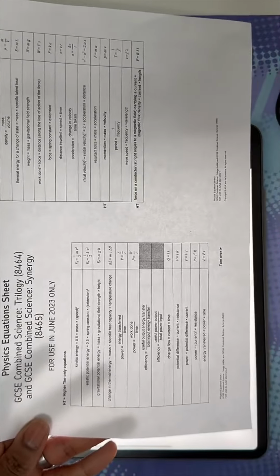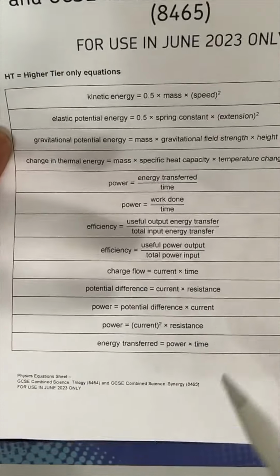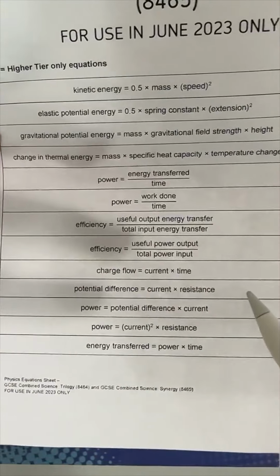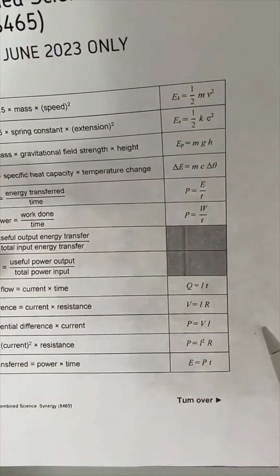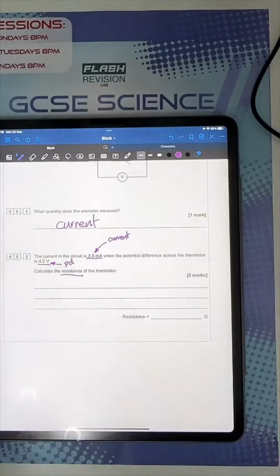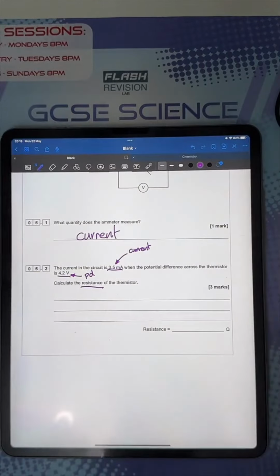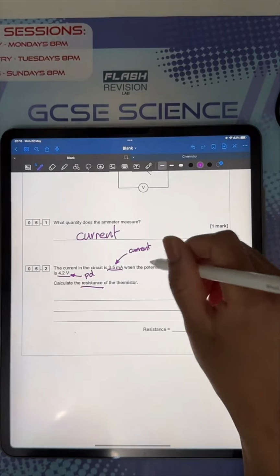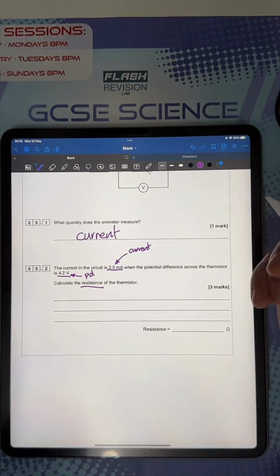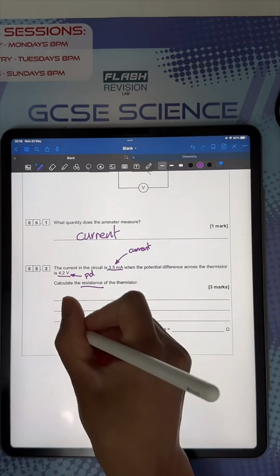Exactly, it's V equals IR. It's down here, this one. Let me put it this way around. This equation here, potential difference, V equals IR, okay? So look at the three things, write them down. If you struggle with this, write down all the things, so things they've given you and what they're asking you to find out, and then try and find an equation with all of them in it.